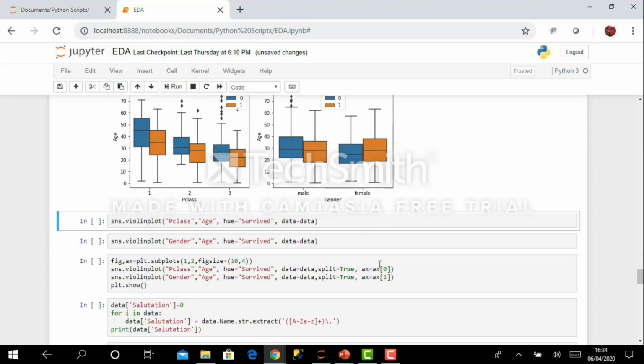Next is another kind of plot called the violin plot. It also belongs to seaborn. It is similar to a box plot, but a box plot gives only a rough idea in a box format, whereas in a violin plot you actually get the exact nature of the distribution of the data. So let us first plot it so you can understand.